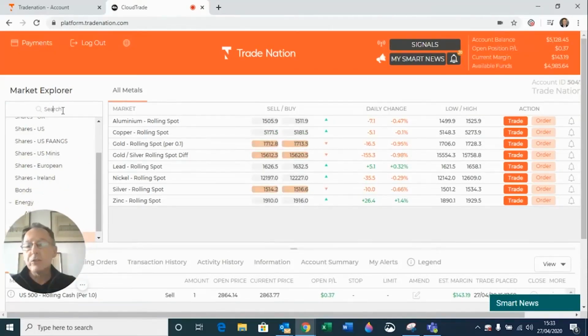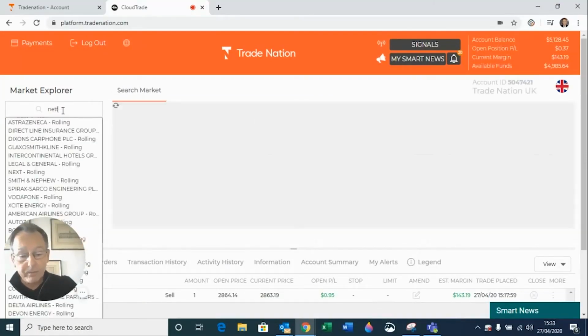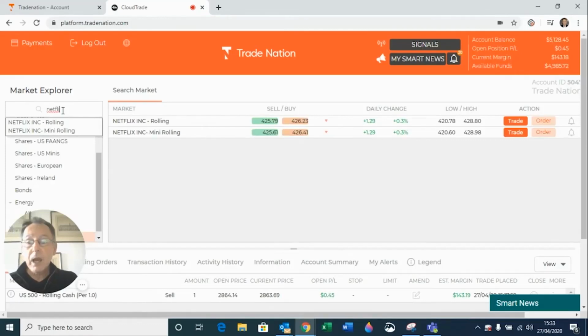But we can also search for individual markets this way. So all I have to do is type in, let's say, Netflix. And here we go, there it is. Right in our trade box, the search market box, we've got Netflix. We've got two markets there. We have our standard rolling contract, and we also have our mini contract, which is a bit of a lower risk market and attracts a smaller margin requirement.